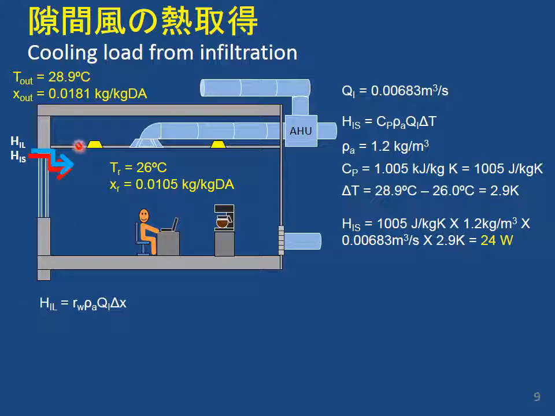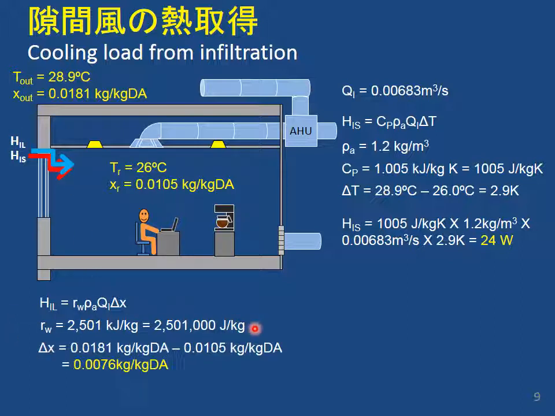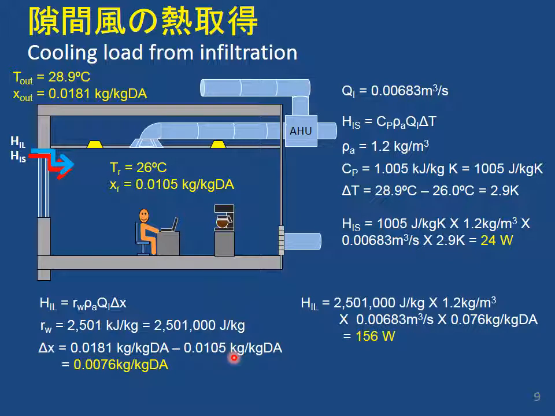The latent heat load from the humidity difference is here, where R is the heat of evaporation or condensation for the water vapor. So moist air comes in, and we must dehumidify with this energy. The difference in humidity is here, from here to here. The total energy is 156 watts.